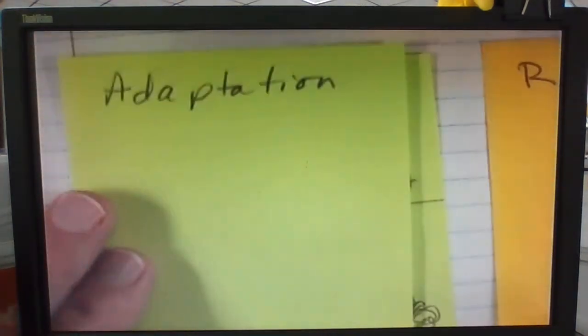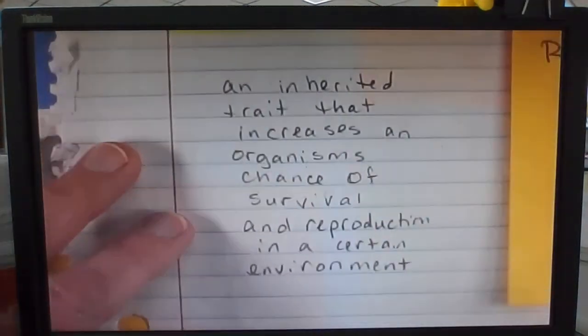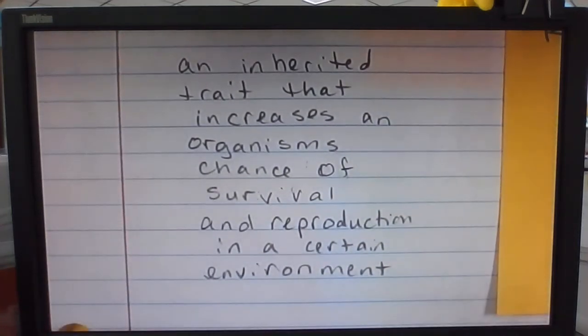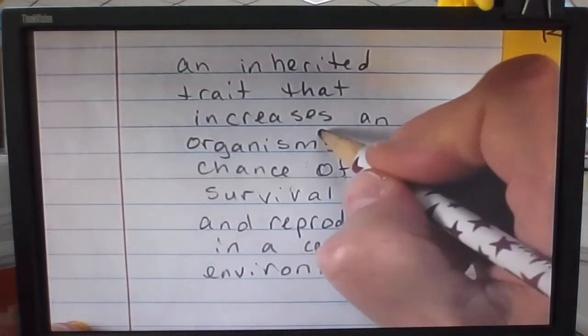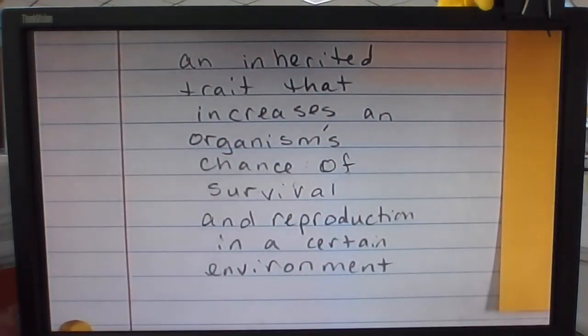Adaptation indicates that change, in the fact that those traits that increase their chance of survival are going to be shown more in a population. So, adaptation: an inherited trait that increases an organism's chance of survival and reproduction in a certain environment. An inherited trait that increases an organism's, that should be an apostrophe, I ain't got no grammar, chance of survival and reproduction in a certain environment.